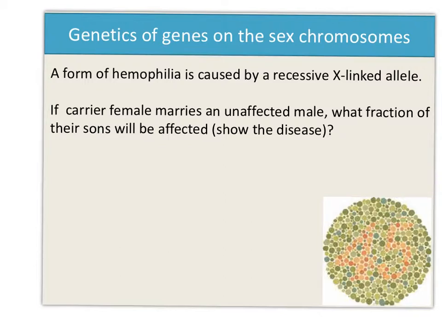So first of all, the female, if she's a carrier, how many X's with the mutation for hemophilia does she have? 1 X or 2 X's? 1 X. Okay. Now, let's do this.